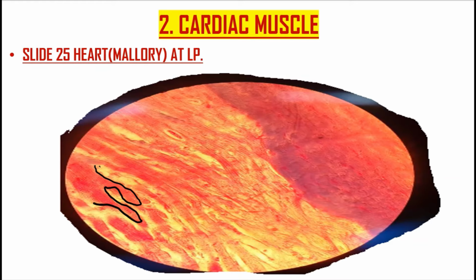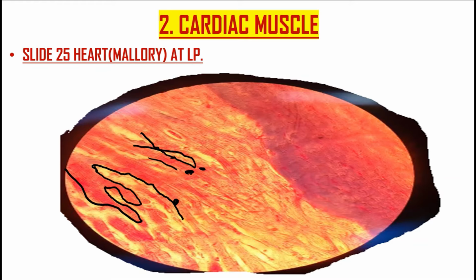So one characteristic of cardiac muscle is that it is branched, and you can see each cell has a single nucleus. So there's a nucleus here, there's a nucleus here, there's a nucleus here. So cardiac muscle is highly branched, very highly branched.